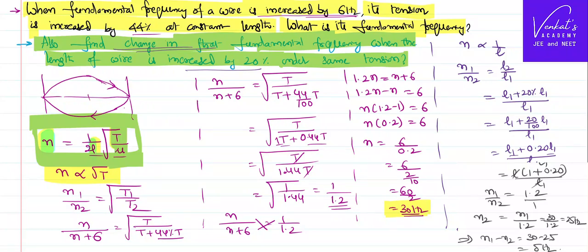So frequency is reduced from 30 to 25 Hz. So the change in frequency is 5 Hz. That's what we intended to solve in this video. Thank you for watching.